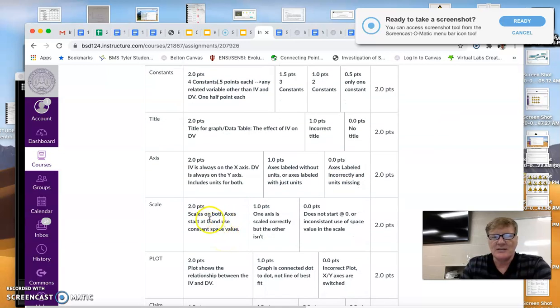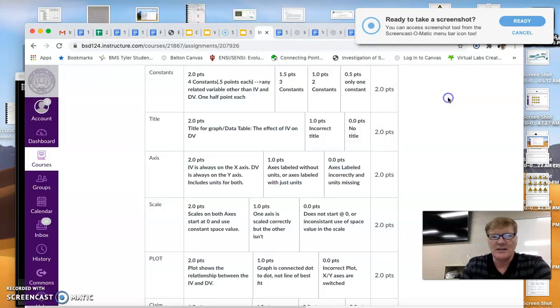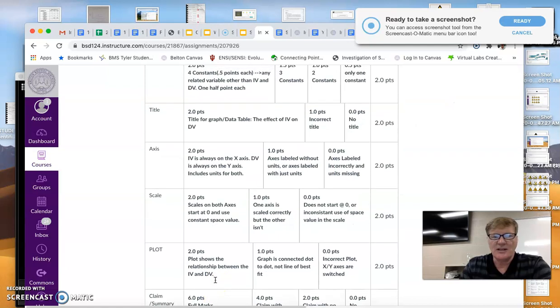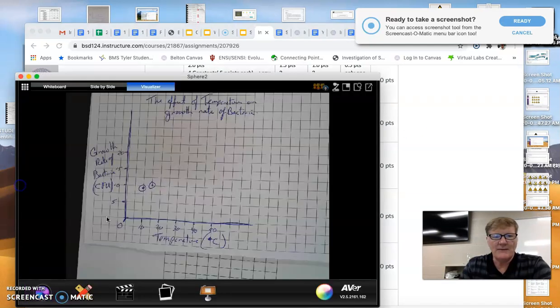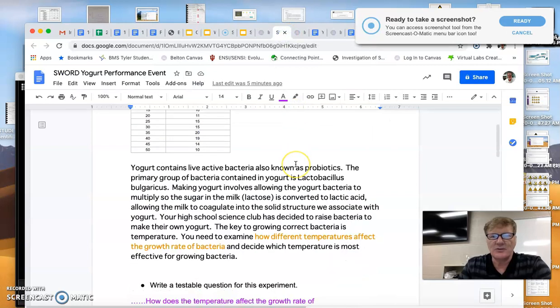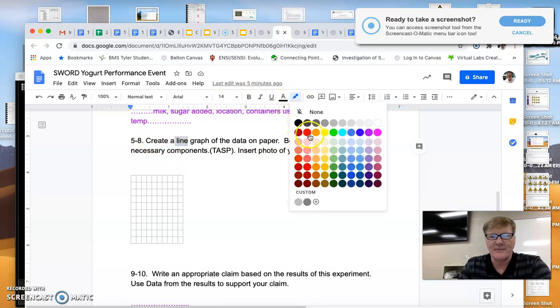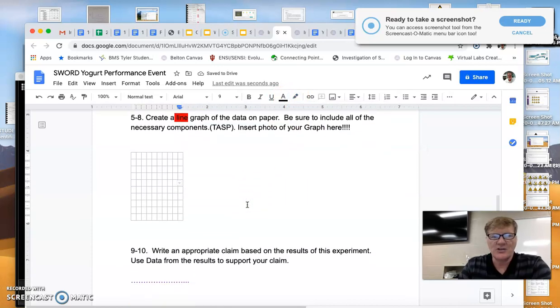My scale on both axes, starting at 0, use constant space value. I have done that. Start at 0, consistent space value. Both axes are scaled. And then finally, plot shows the relationship between the IV and the DV. Well, if you graph your IV here and your DV here, whatever the plot is shows the relationship between the IV and the DV. If you go back to the test, several of you made a bar graph, but if you read this question, it says create a line graph. Be sure that you follow the directions.